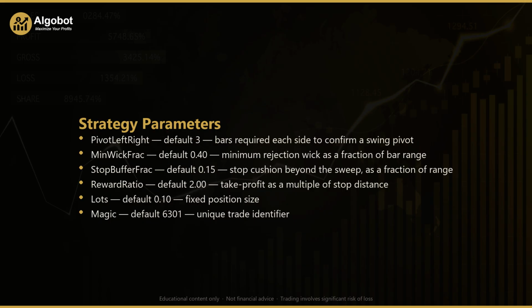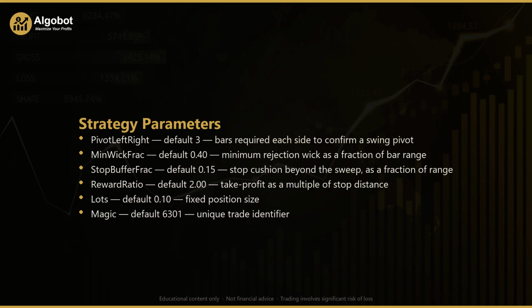Then we have StopBufferFrac, default 0.15. This is the extra cushion placed beyond the sweep extreme for your stop loss, again as a fraction of the candle's range. A larger buffer gives the trade more breathing room, but widens your risk. Setting it to 0 places the stop right at the sweep wick.